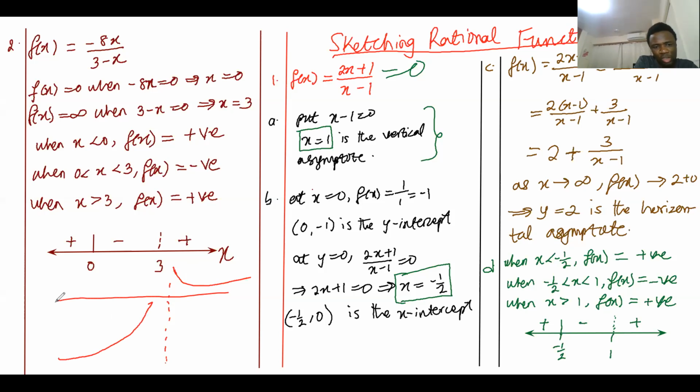So if this is your XY axis, if this is your Y equal to 0, the line Y equal to 0, the curve that is approaching from this side is coming from the top. The curve that is approaching from this side is coming from the bottom. So this is what you write. You say as X approaches 1. Why am I using 1?